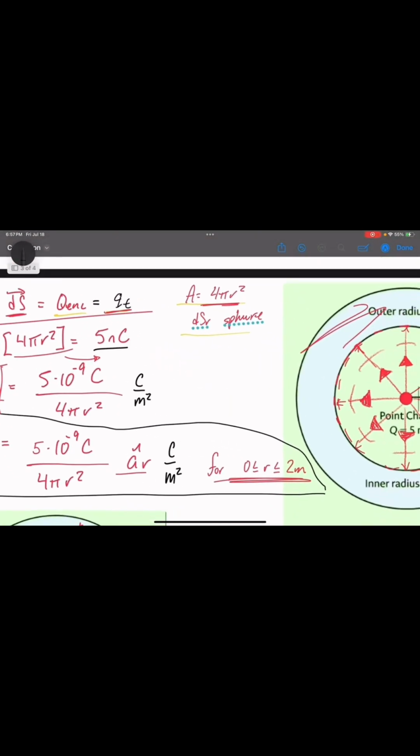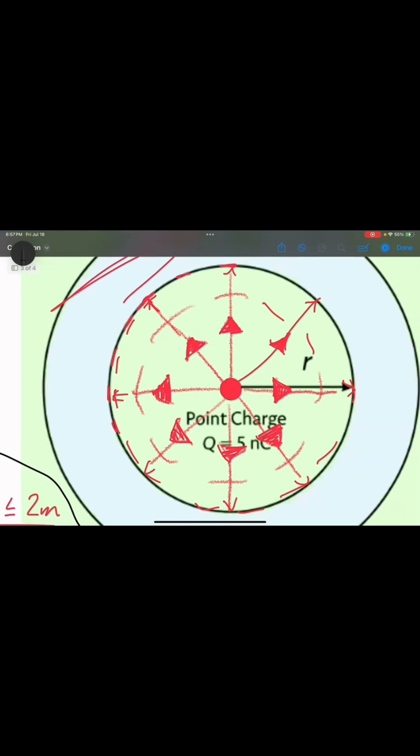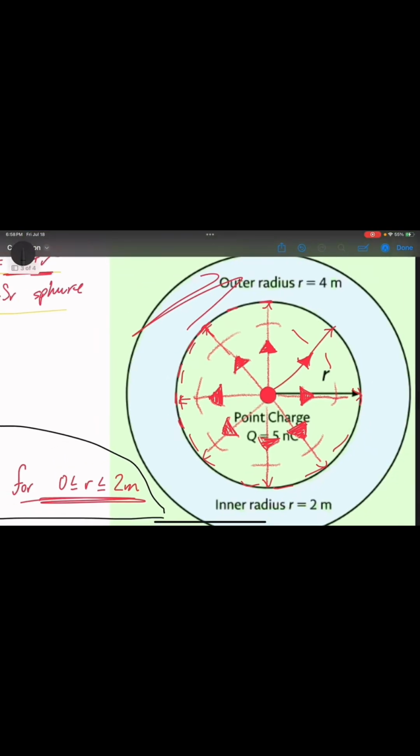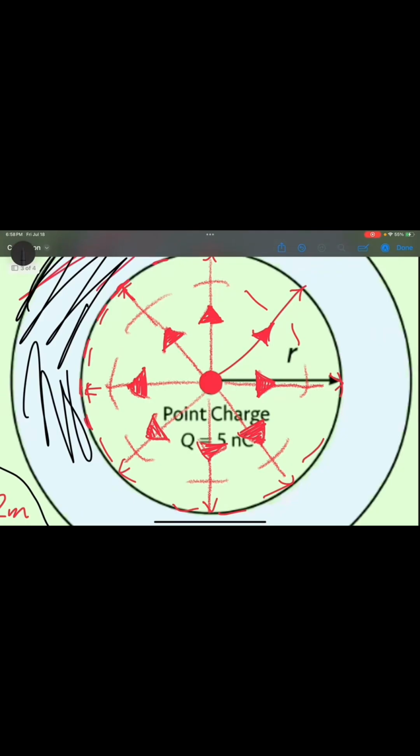So now, when we evaluate this first region, we want to go from 0 to 2 meters because we want to isolate just the point charge. This will help us conveniently, because microscopically we can think of this region as not touching the conductor since there's no surface charge density. So we don't care about anything outside of here. Technically, it's nothingness. So we look at inside, 0 to 2 meters.